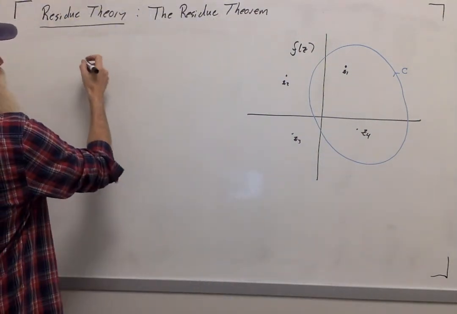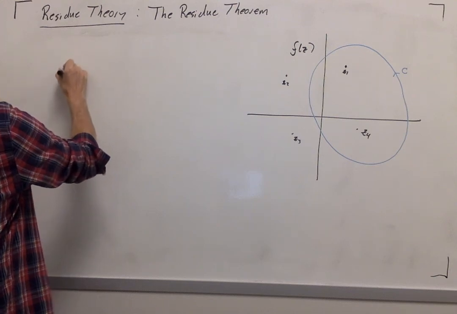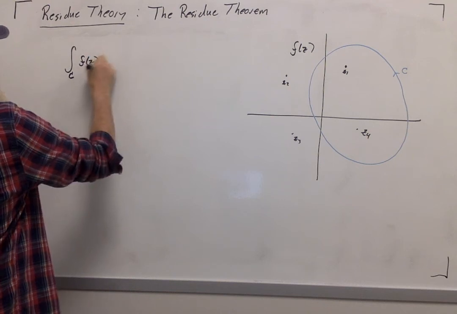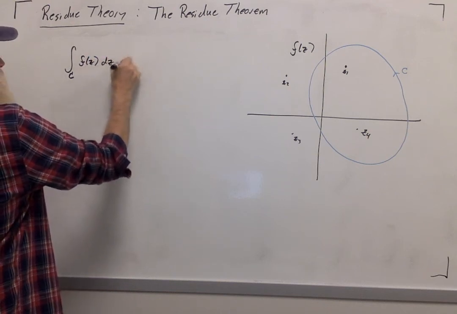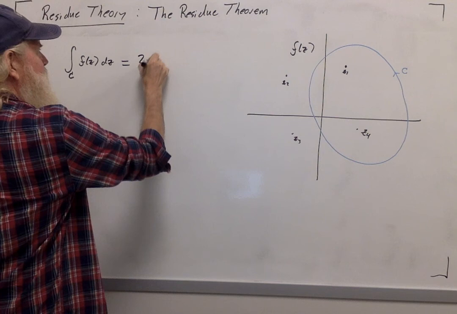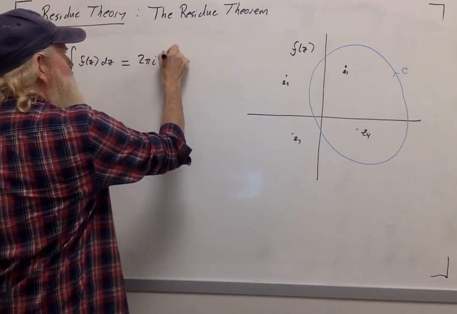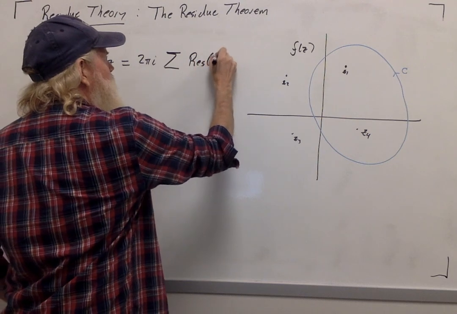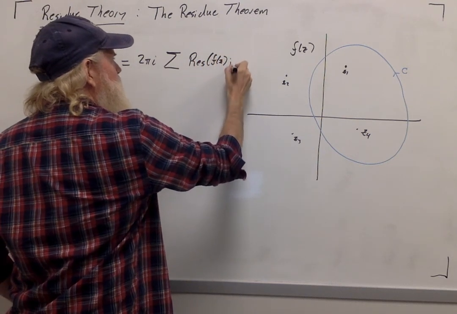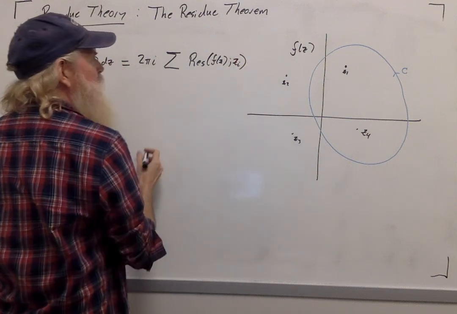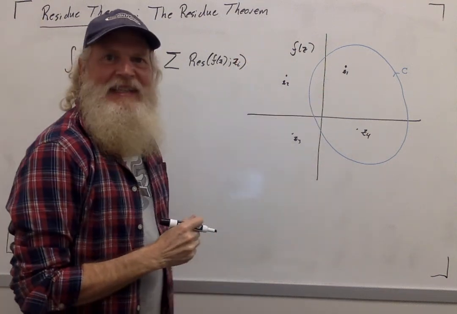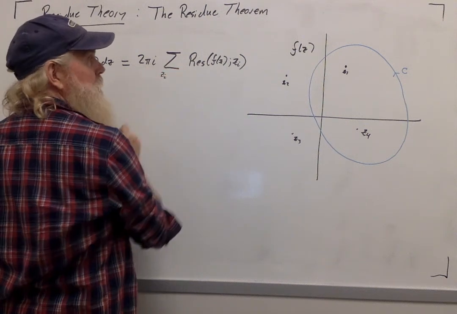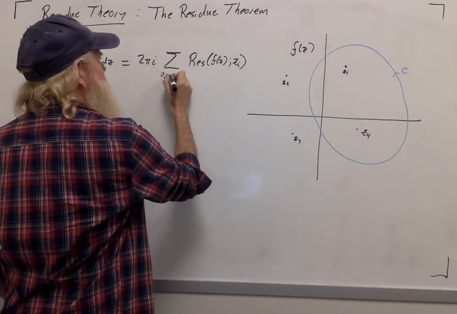Then here's what the residue theorem says. It says that the integral along C of f of z is going to equal 2 pi i times the sum of the residue of f at each of the poles which lies inside the curve C. So the sum is going to be over all the poles which are inside C.